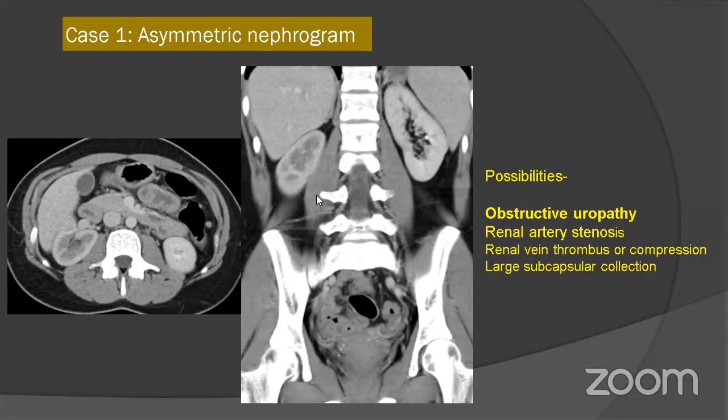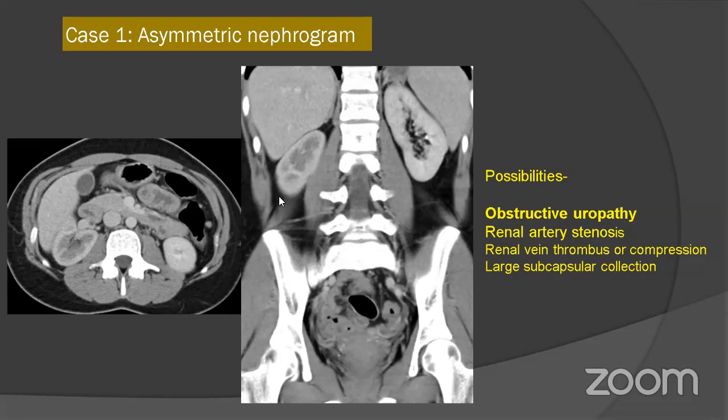Rarely, if you have a large subcapsular collection, because of the mass effect, that can also result in diminished perfusion to the kidney that's surrounded by the large subcapsular collection, and also result in a similar finding. But of course, in that case, you'll see a large subcapsular collection. So let's not jump to conclusions.